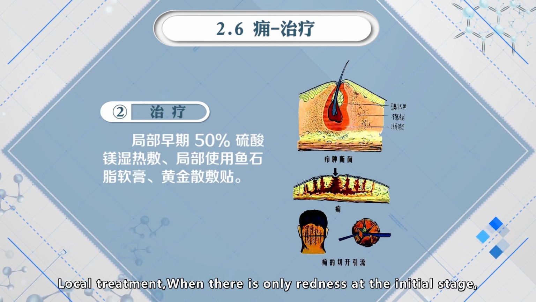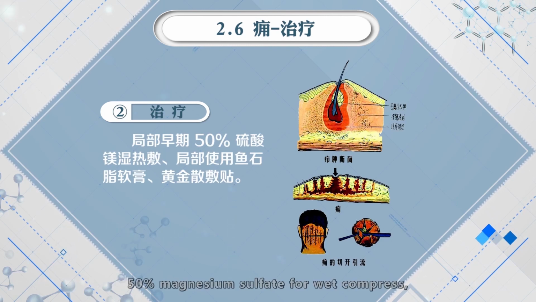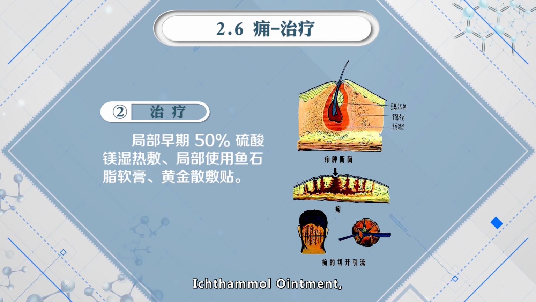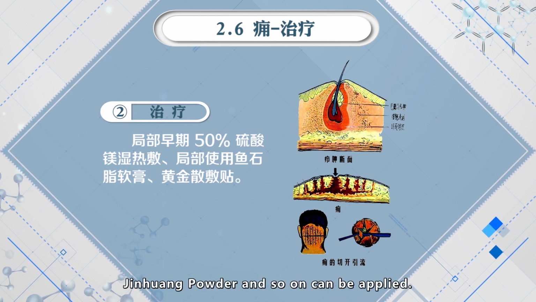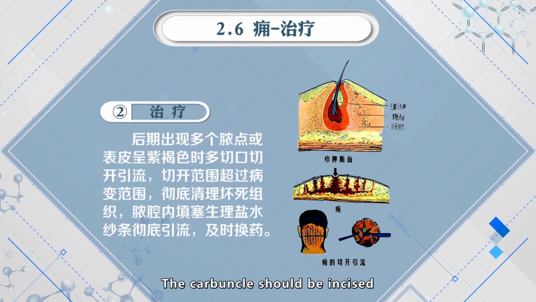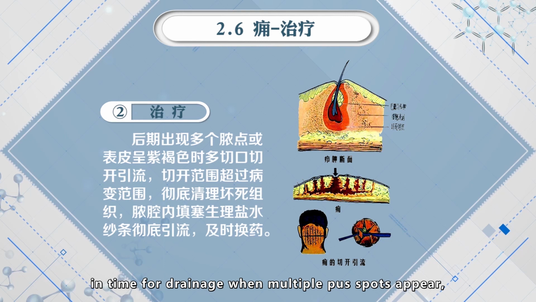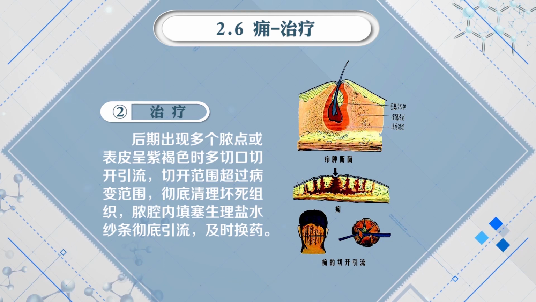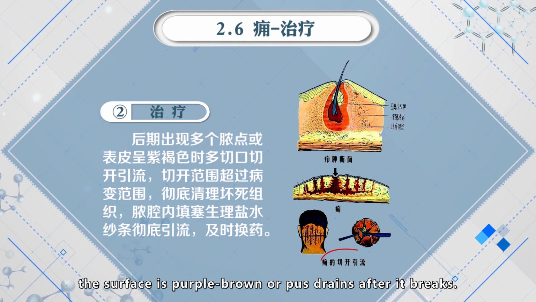Treatment, local treatment. When there is only redness at the initial stage, 50% magnesium sulfate for wet compress. Lithamol ointment, jinhuang powder, and so on can be applied. The carbuncle should be incised in time for drainage when multiple pus spots appear. The surface is purple, brown, or pus drains after it breaks.